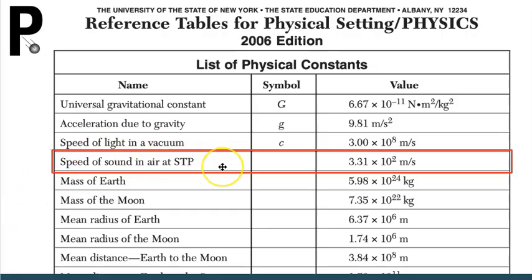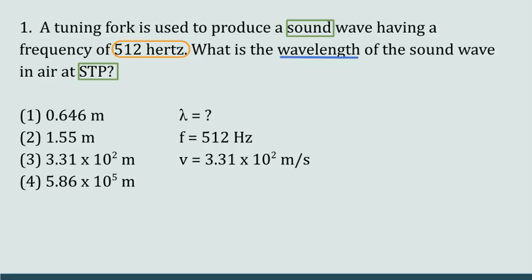Speed of sound in air at STP is equal to 3.31 times 10 to the 2 meters per second. STP stands for standard temperature and pressure, which isn't as important. I just think of it as a keyword that helps me remember I need to look something up on the reference table. So once I have that, I have everything that I need for this problem.